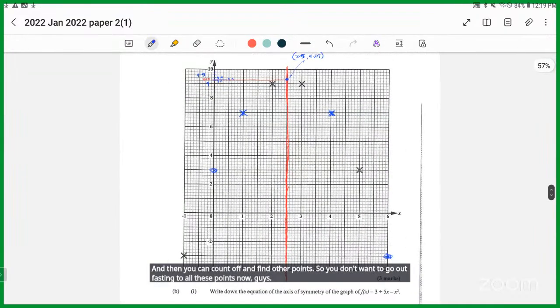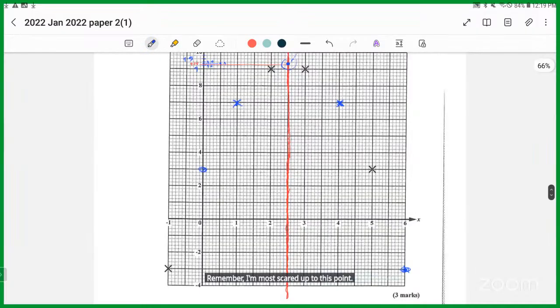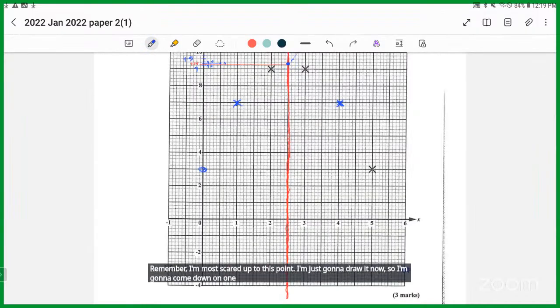Remember, you must carry it up to this point. I'm just going to draw it now. So I'm going to come down on one side over here.